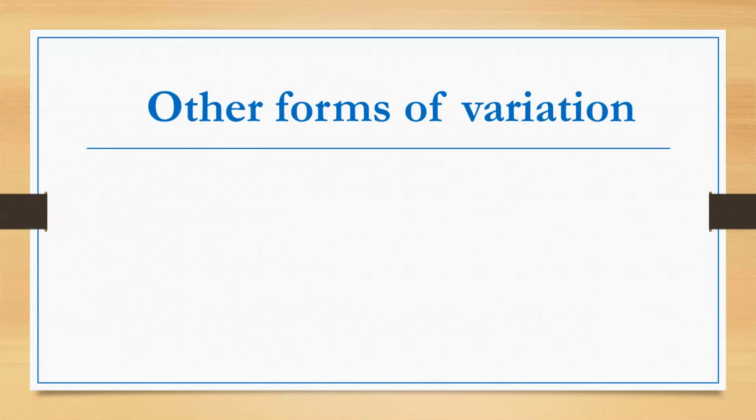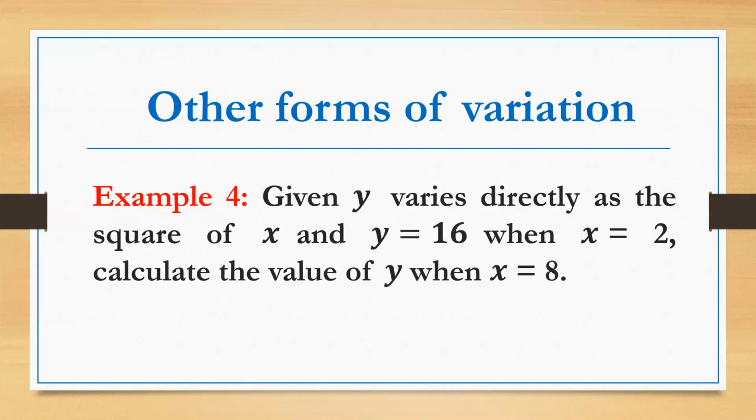Now, there exist other forms of variation. So let us look at one such form. Example 4 now. Given that y varies directly as the square of x. So now we have the square of x, and y equal to 16 when x equal to 2. Calculate the value of y when x equal to 8.